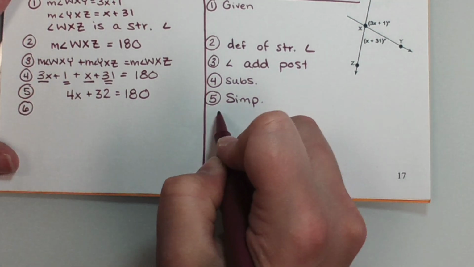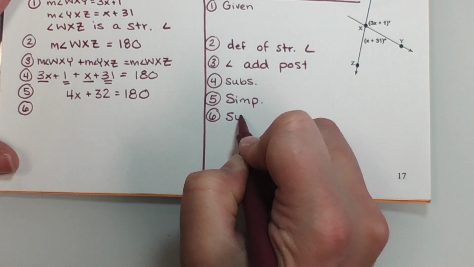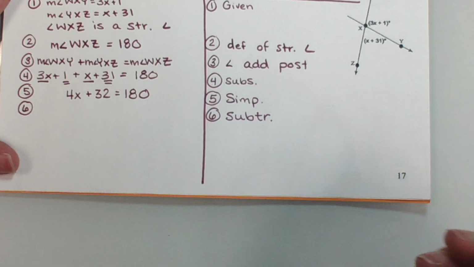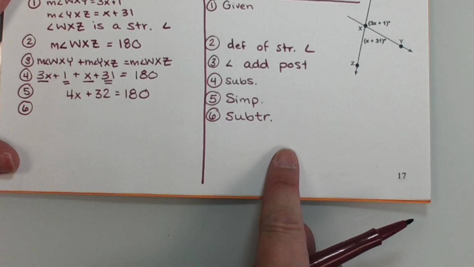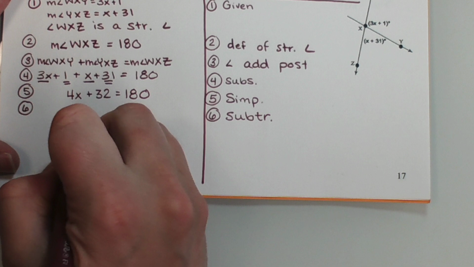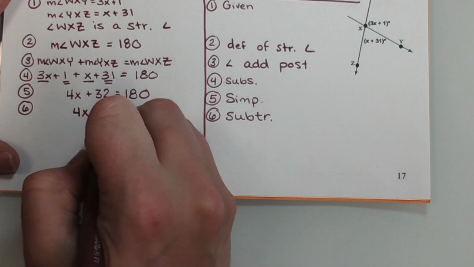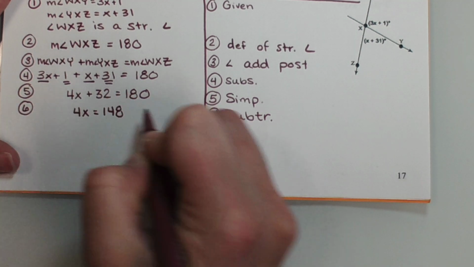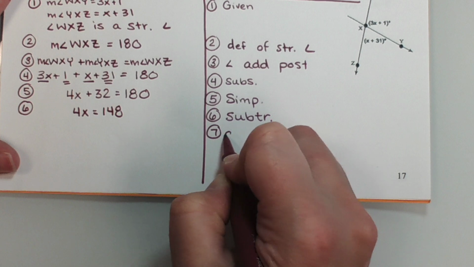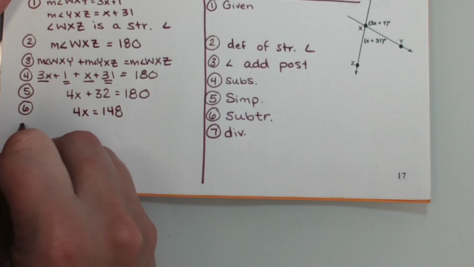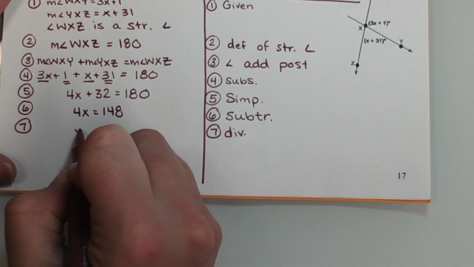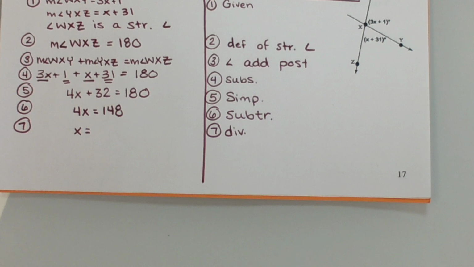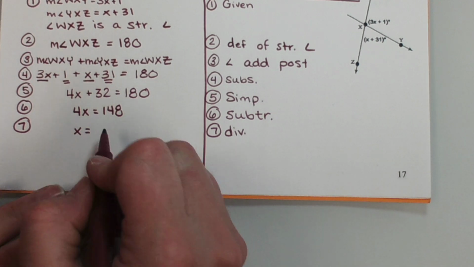Y'all know the next step. Subtraction. The key thing people forget is to go all the way to the R. Subtracting 32 from both sides, I get 148. And then we divide. 37? Yeah. Sweet.